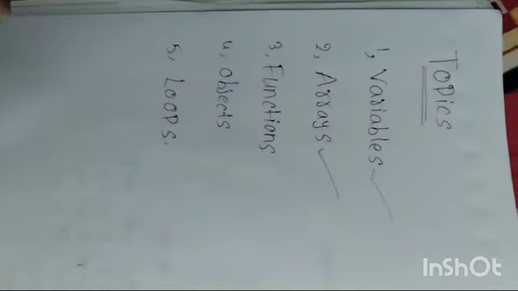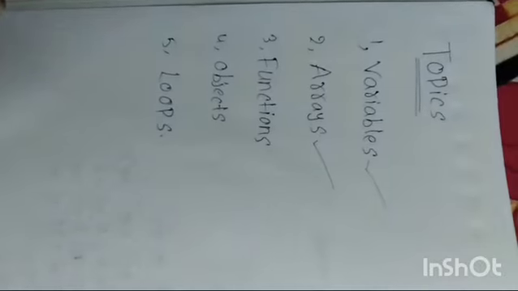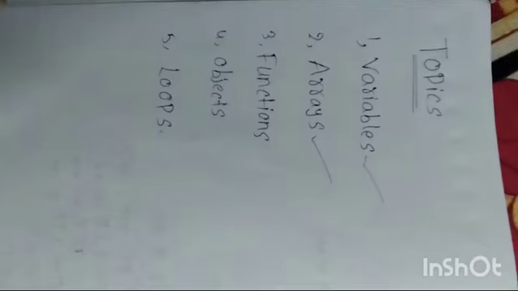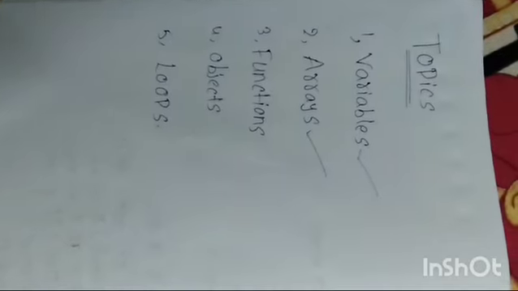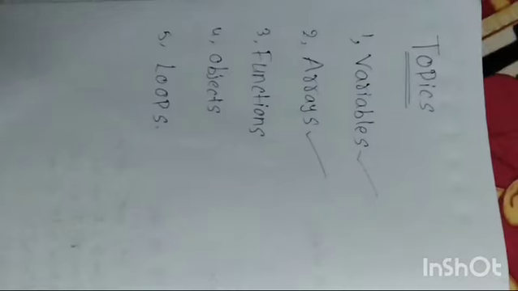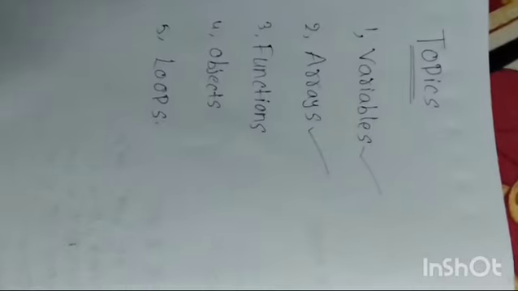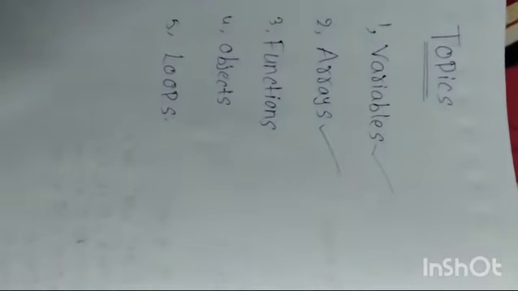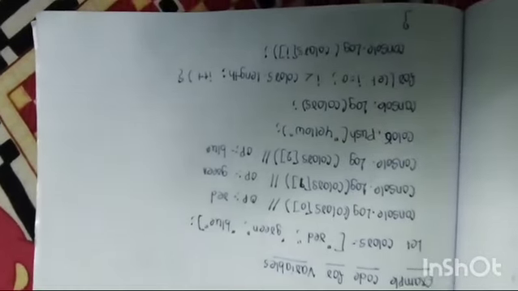An array is a data structure that stores a collection of elements, typically of the same type, in a single variable. Arrays are useful for managing lists of items, and can be indexed to access individual elements. Let us see some sample code in arrays. This is the sample code of arrays.